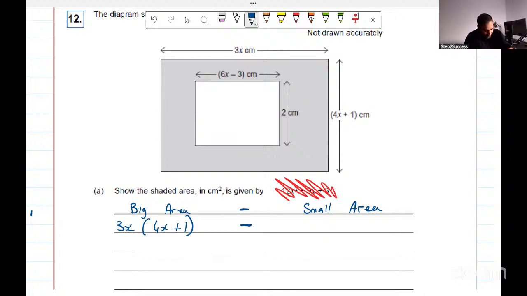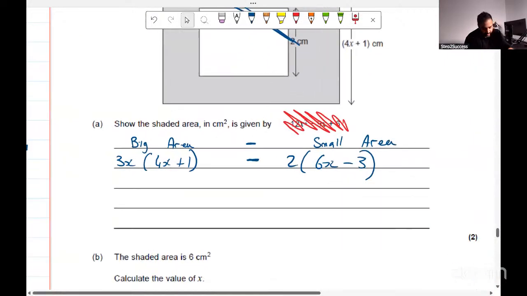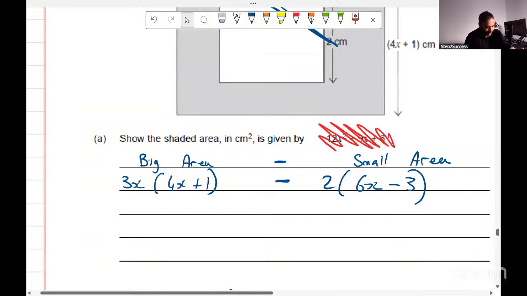Minus, I'll come back to this in a minute, the small area is these two multiplied together: 2 times (6x minus 3). That is your small area. So I've got my planned answer done. I just now want to expand it all out.